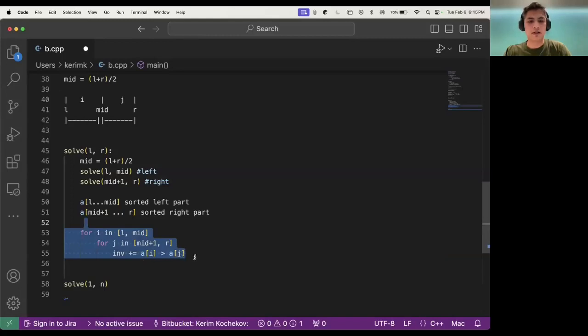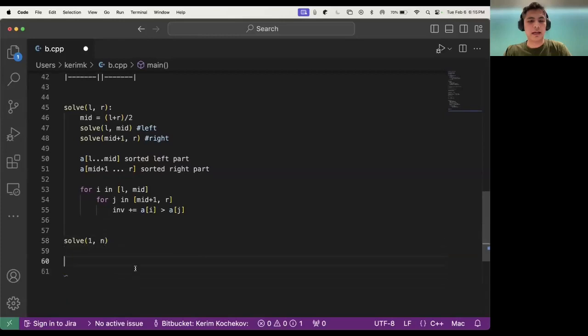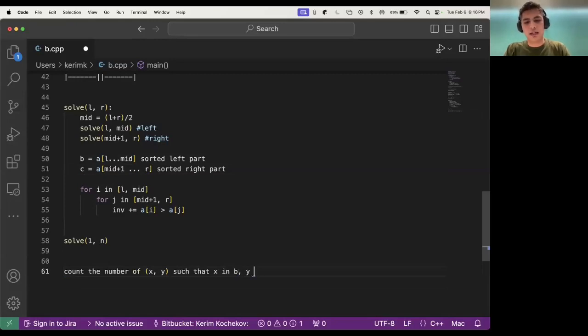What I mean by a faster algorithm, basically, is this: when you have two arrays, let's say this is the sorted left part, so I will call it array B. And we'll also have the sorted right part, we'll call it array C. Or I can call them X and Y. In X and Y, my goal is to count the number of pairs X and Y such that X in B and Y in C and X bigger than Y.